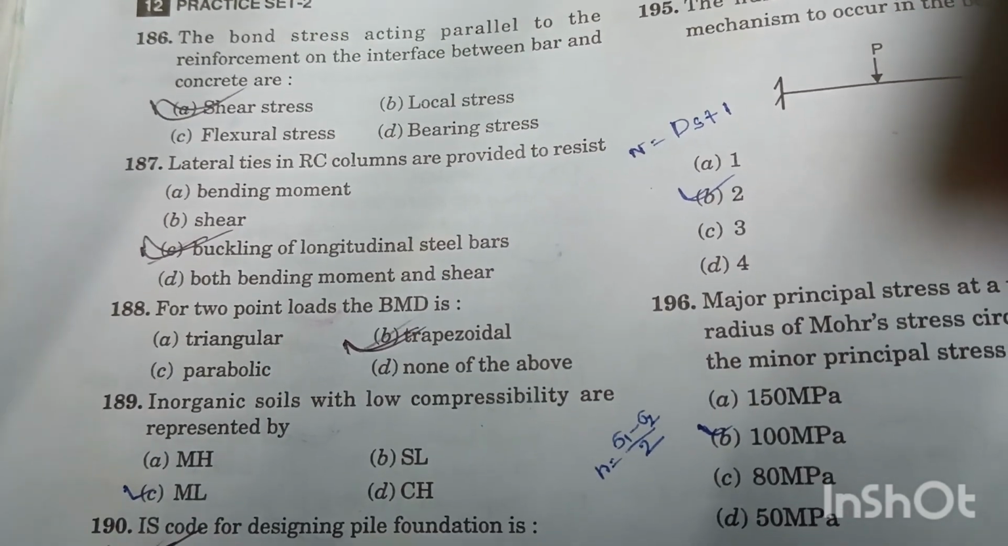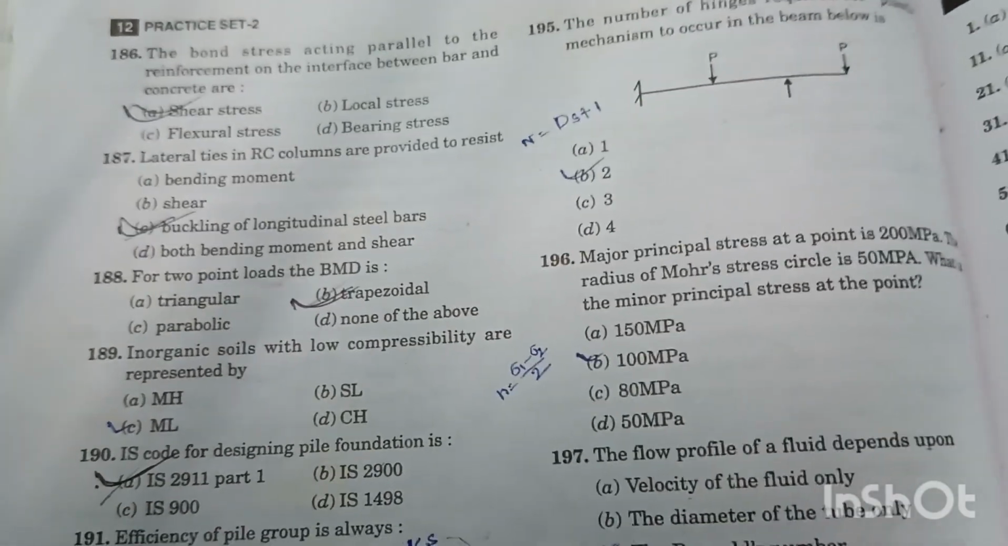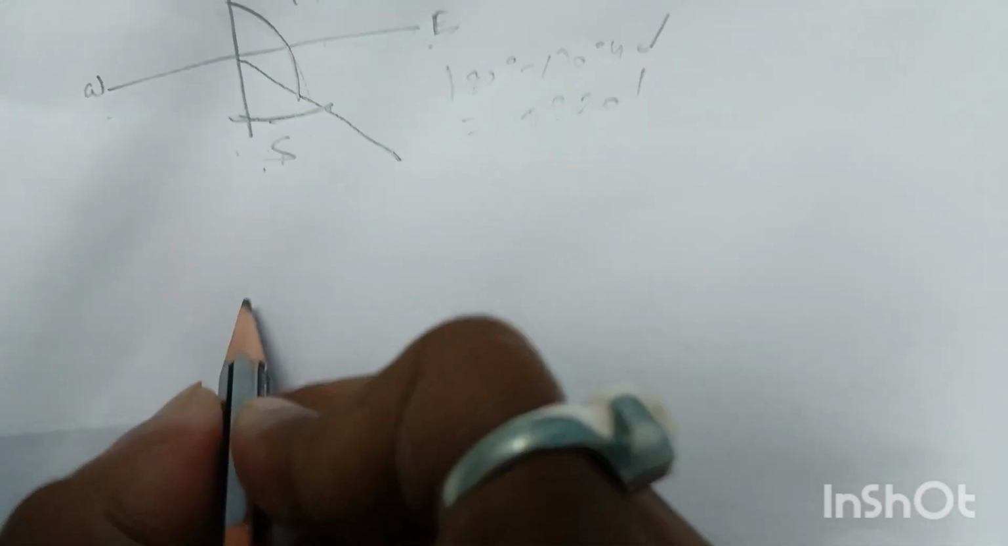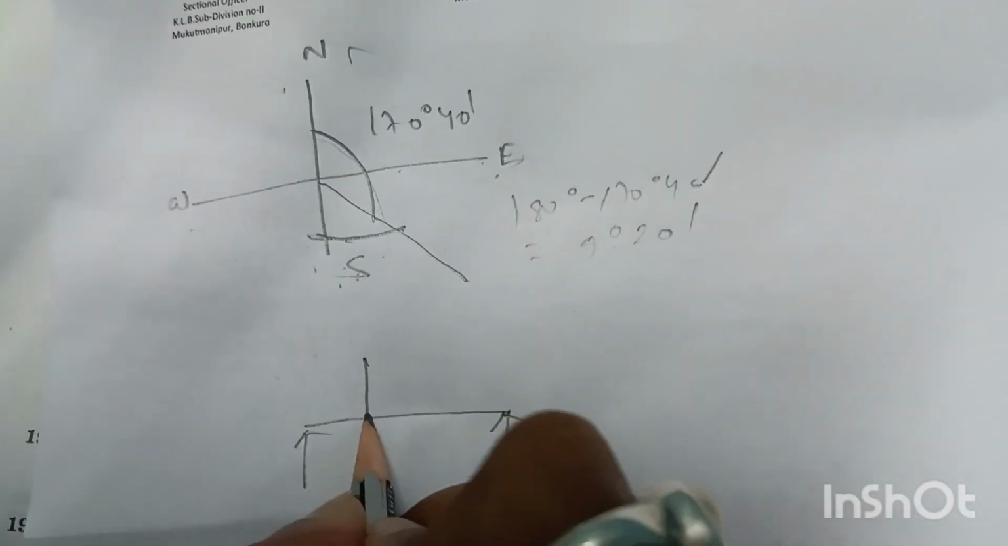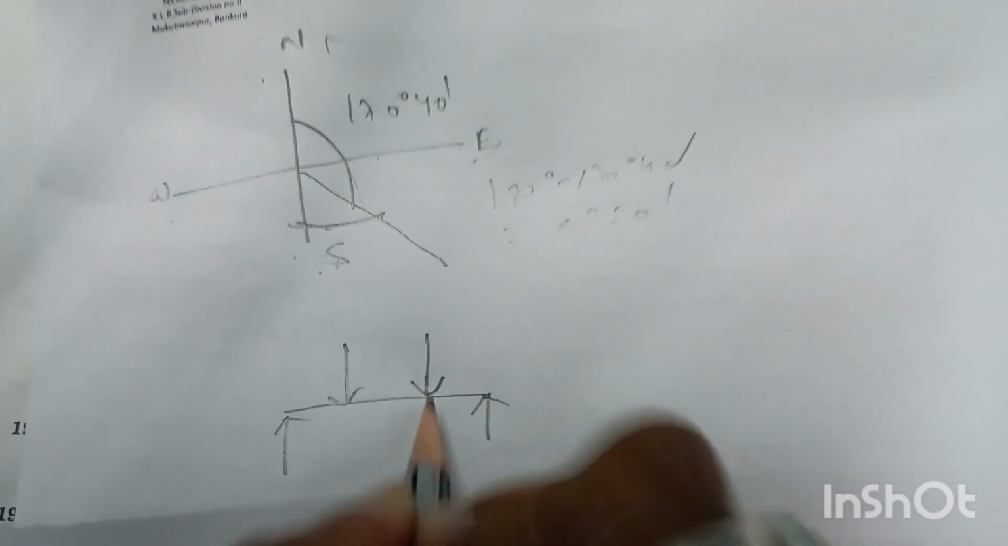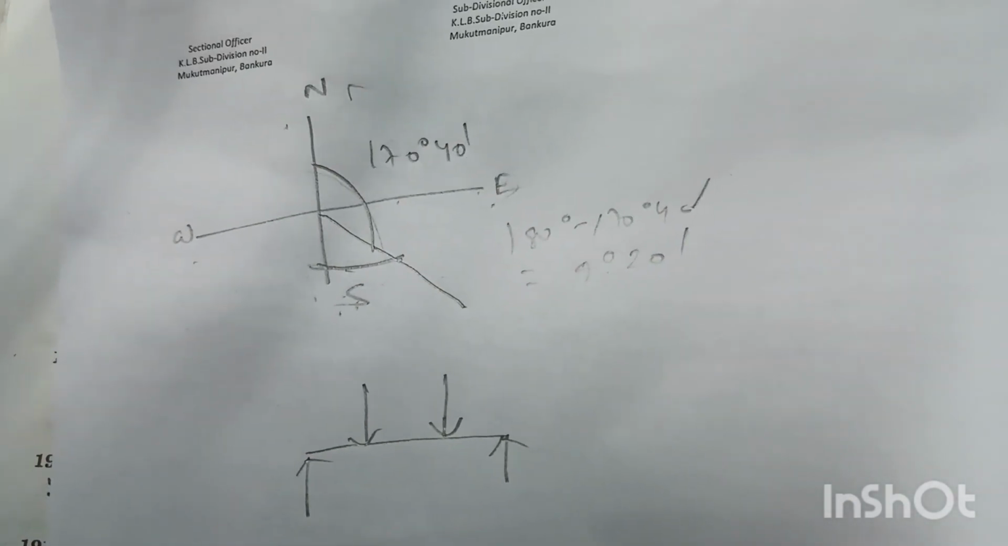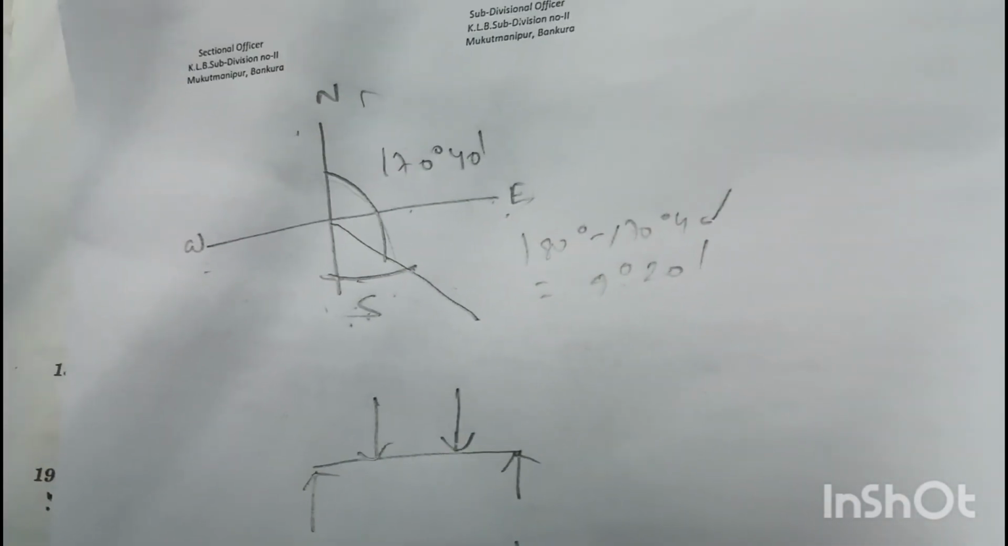Question number 188. For 2-point loads, the bending moment diagram is trapezoidal. Suppose this is a simply supported beam. If 2-point loads are acting over the beam, the bending moment diagram will be like this.